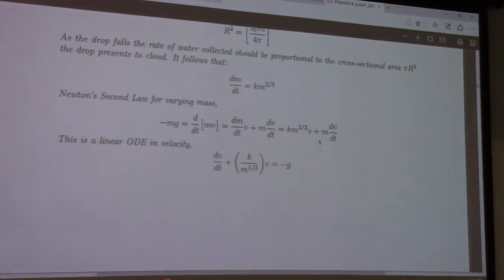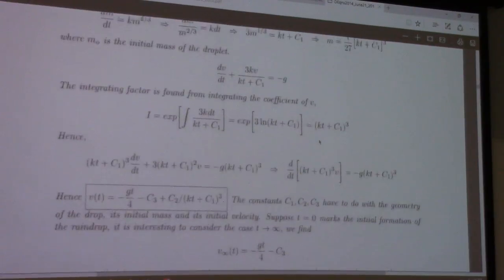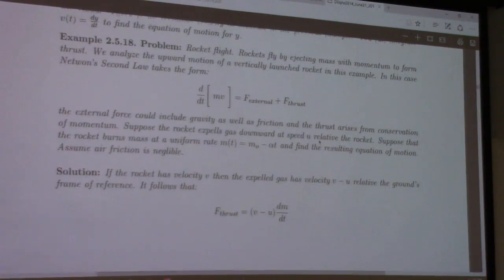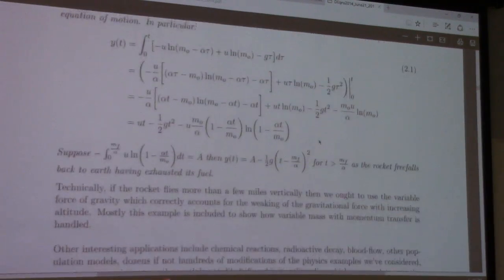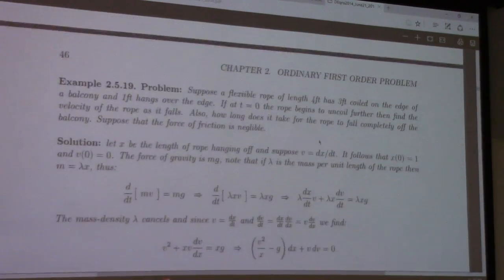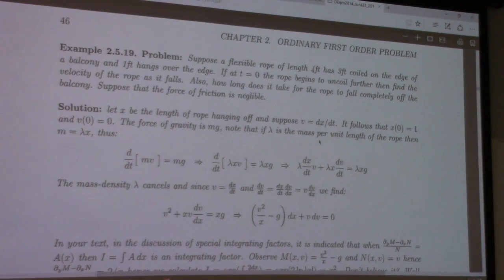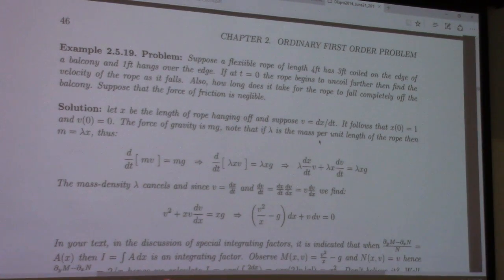This is a more complicated raindrop problem. And then finally, what I wanted to end with today, there's a rocket problem, and again, another variable mass problem. I think this one's kind of cool. If you have a flexible rope 4 feet long, 3 feet coiled on the edge of a balcony, you can solve this as a variable mass problem.